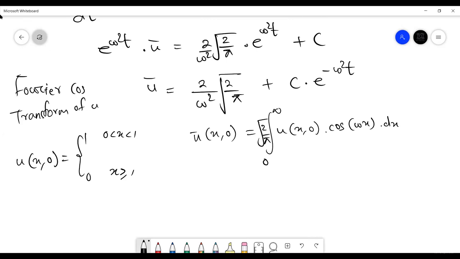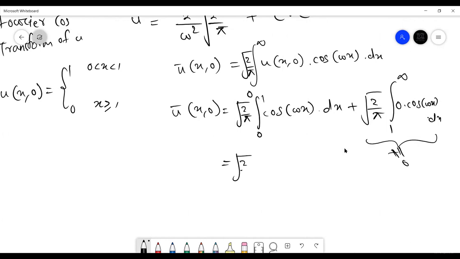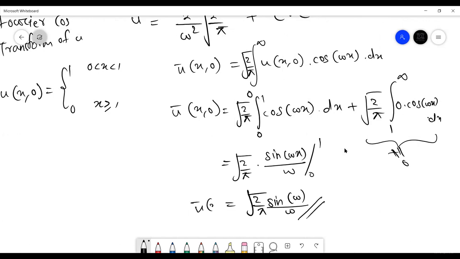So we have to now separate the limits. ū(x,0) is √(2/π) from 0 to 1, where the value of u(x,0) is 1, so that remains cos ωx dx, plus √(2/π) from 1 to infinity, where this is 0 times cos ωx dx. So this becomes 0, and we have to solve only this part: √(2/π) times sin ωx over ω from 0 to 1. So it gives √(2/π) sin ω over ω. So this is ū(x,0), which we have found one way.